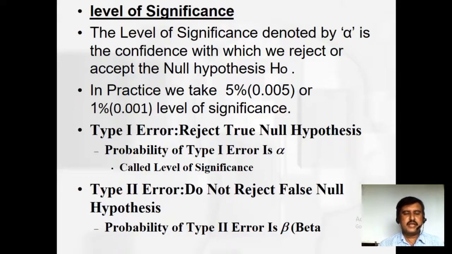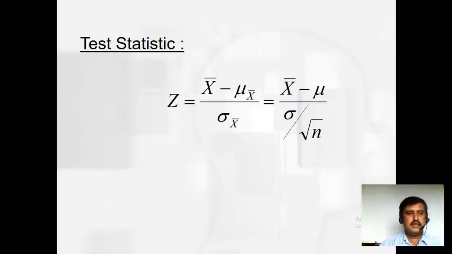Next, here we have errors also, type 1 error and type 2 error. What is type 1 error? Rejecting a true null hypothesis is called type 1 error, and here alpha is called the level of significance. And what is type 2 error? Not rejecting a false null hypothesis.